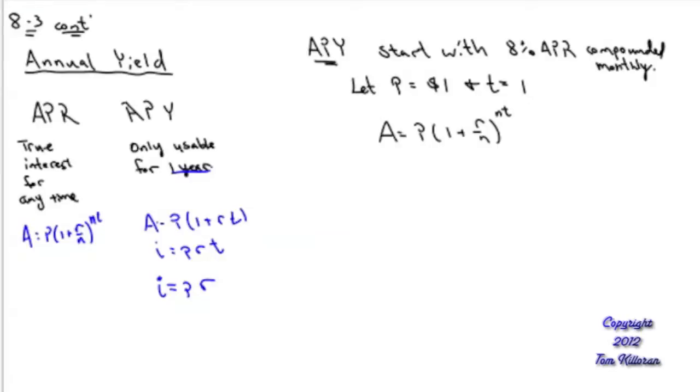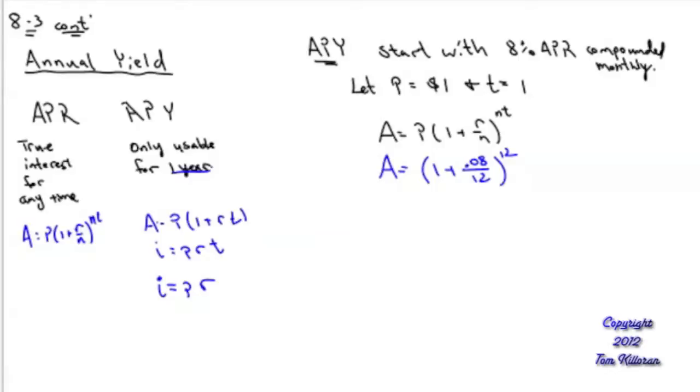So we don't know what A is. Oh, actually, no, we don't know what A is. So we say P we're going to change to? $1. A dollar. So basically it just goes away because 1 times anything is? 1. No, it's not 1, it's anything. So you get 1 plus, the interest rate here is? 8%, so you go 0.08, divided by n, which is 12, raised to the 12 times 1. So I don't have to write anything, because 12 times 1 is just 12.